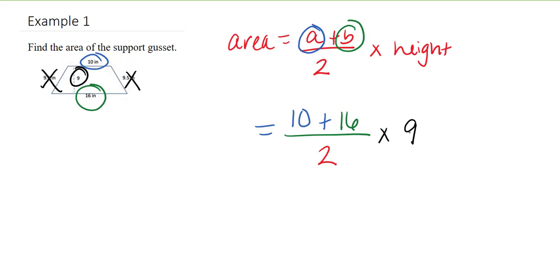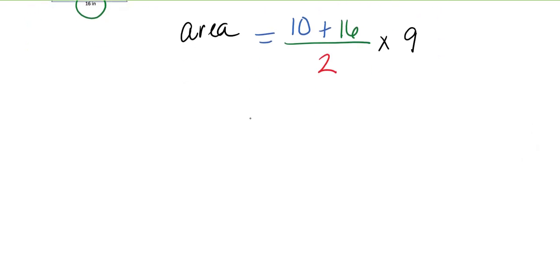So now we can go ahead and solve because we have it all set up. Area is going to be equal to 10 plus 16. So let's add those together. So it's 26. Then divide by 2 times 9. We need to do the addition part first because this is important. Then now we have 26, and we're going to divide that by 2. This will be our first step.